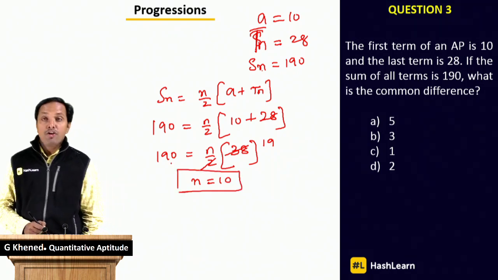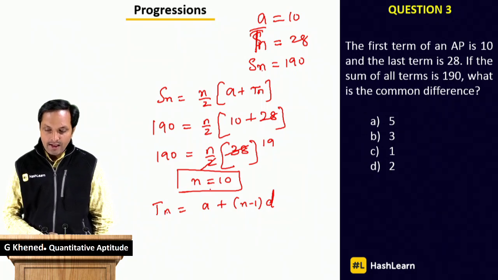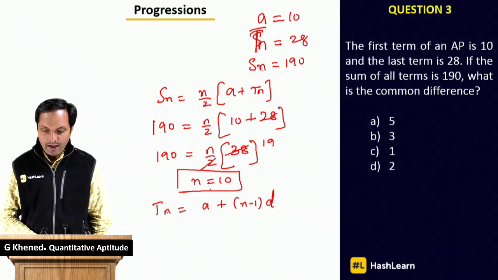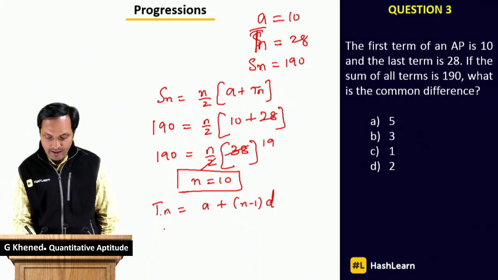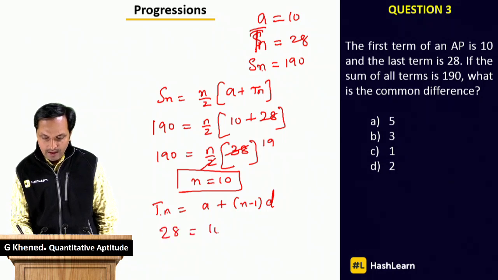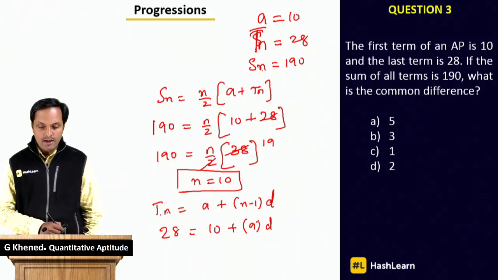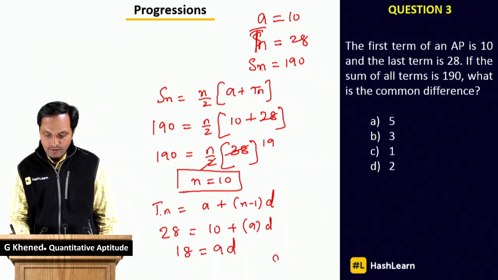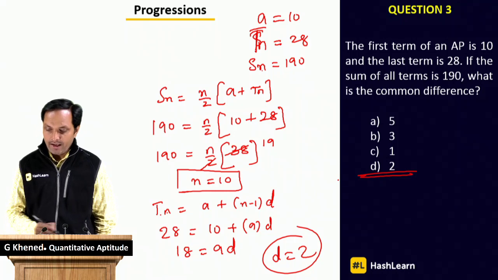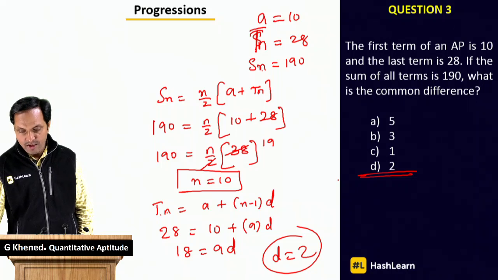What is the common difference? You know that Tn is A plus n minus 1 into D, where Tn is your nth term. The nth term is 28, A is 10, n is 10 so n minus 1 is 9. D you can find. That will give you 28 minus 10 is 18, equal to 9D. So D will be 2, which is option D. That is, the common difference is 2.